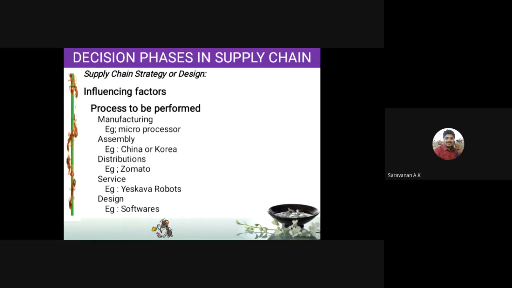Manufacturing, assembly, distribution, service, design. So there are different processes going on. Based on the process only we have to take the decision. Suppose in the design, we decide that the product, for example the cell phone, should be the size of 1 mm by 1 mm. Is it possible to manufacture a microprocessor of 1 by 1 millimeter? Definitely it is not possible. So based on the process only, we have to take the decision.